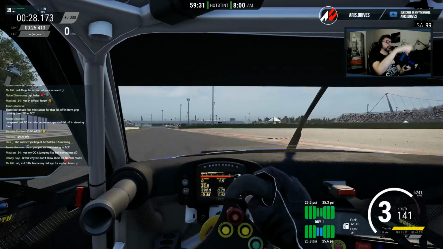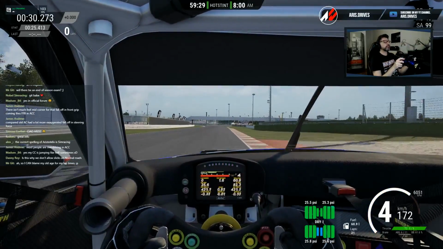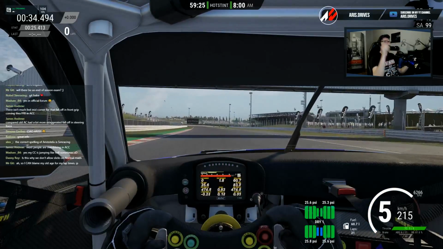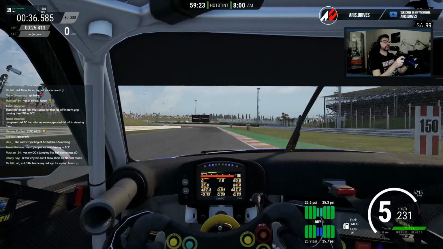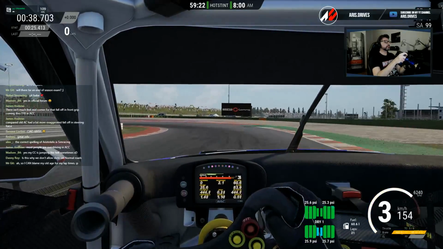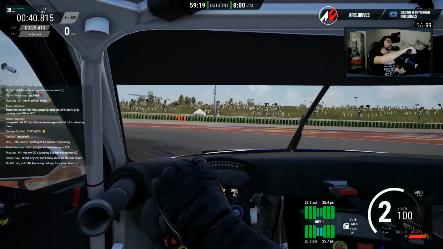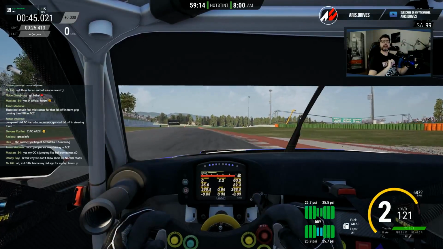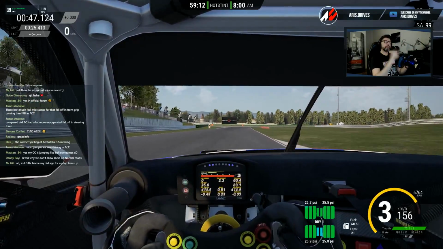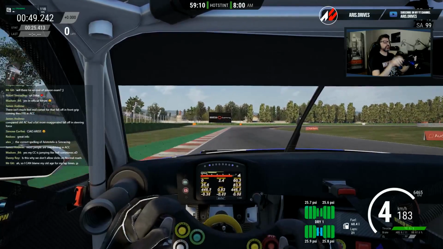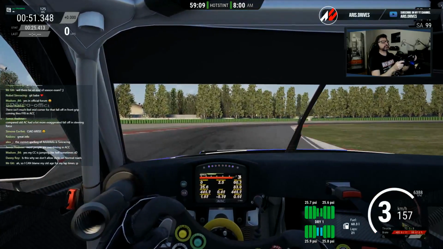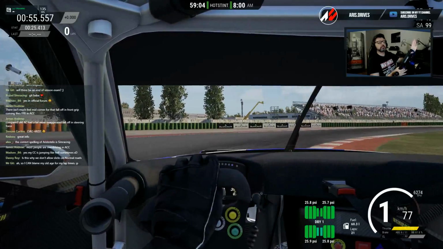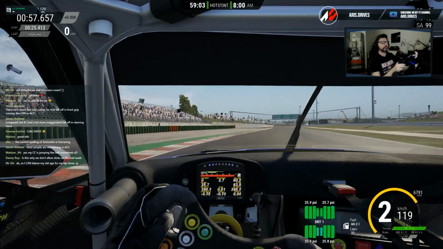Let's do this again on the next turn, which is a very long left-hander. So I will brake, modulate, release. You see, I went wide, which means I was way too fast. So if I went wide, I was way too fast. Let's try it again. Here, brake, and release. See? Completely stable. I don't have to do anything at all. The car doesn't spin on me.